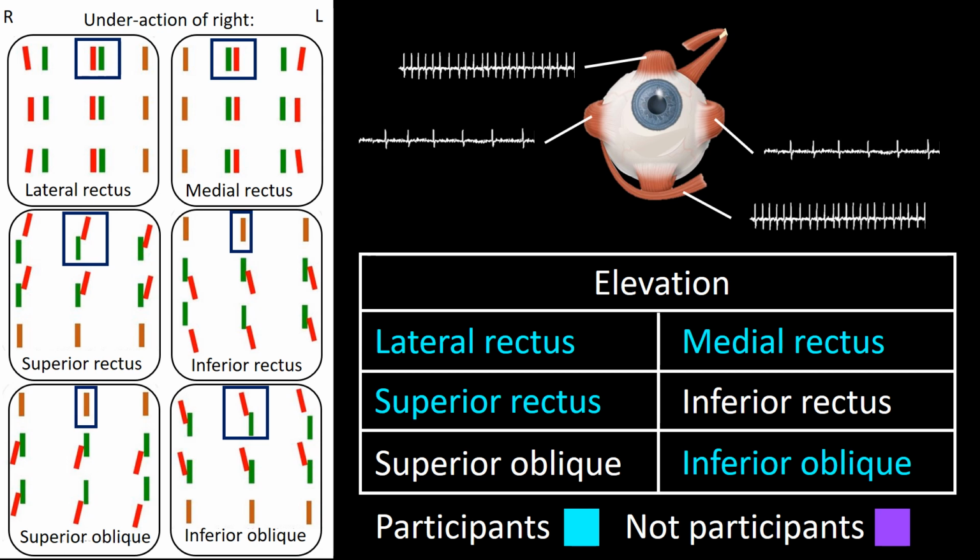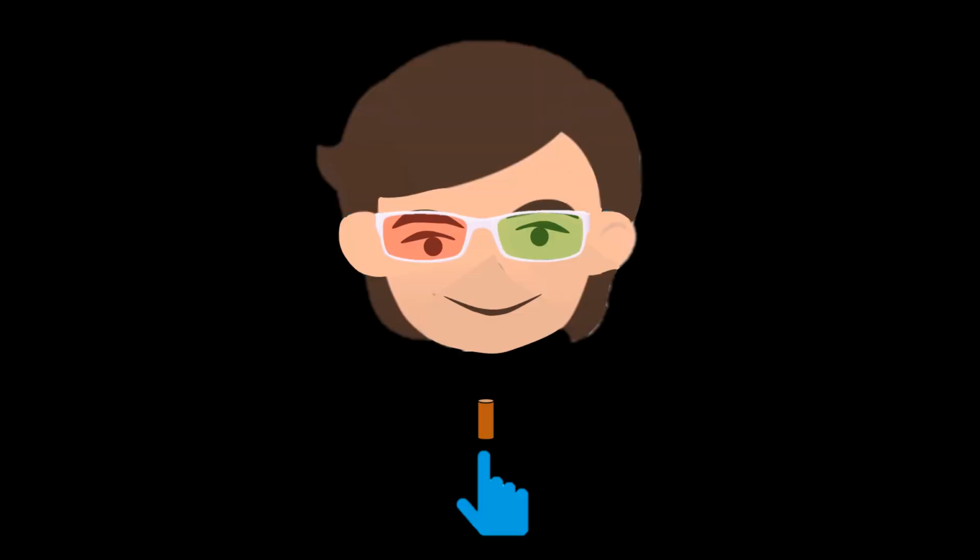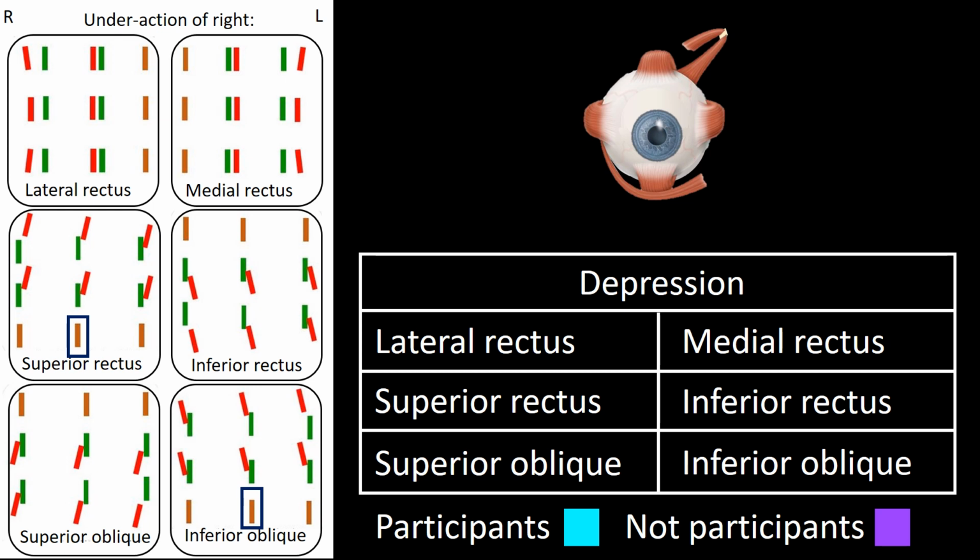Based on the absence of diplopia in patients with right inferior rectus underaction and right superior oblique underaction, we can conclude that these muscles do not contribute to elevation of the right eye, as illustrated here. We will now look at right eye depression, as indicated here. You can see in the composite bar diplopia chart that neither right superior rectus nor right inferior oblique underactions lead to double vision. Hence, these muscles are not involved in eye depression, as illustrated here.